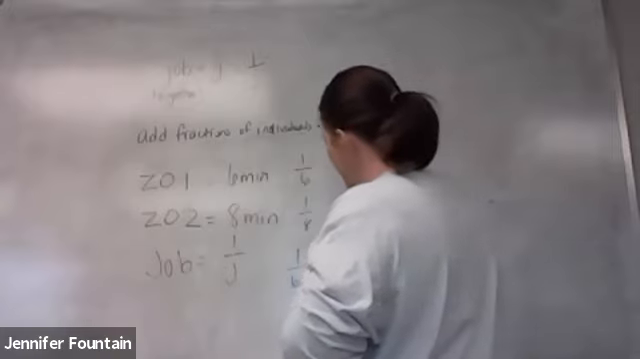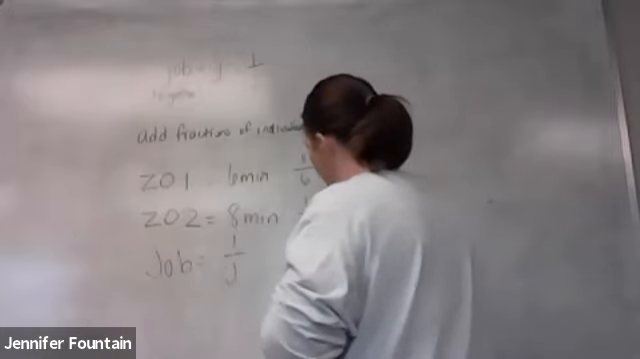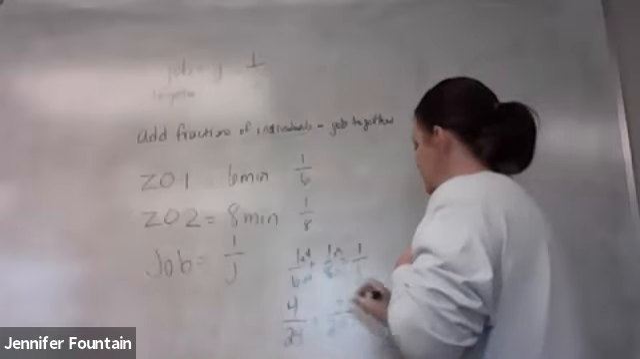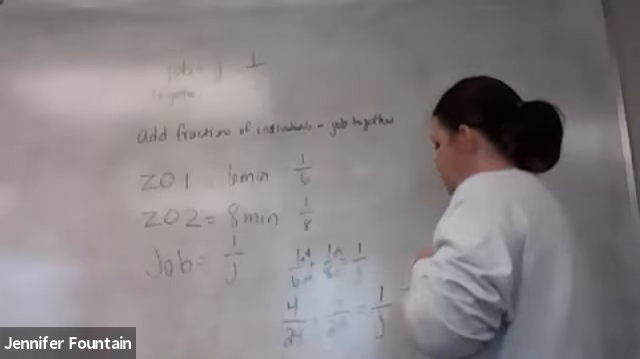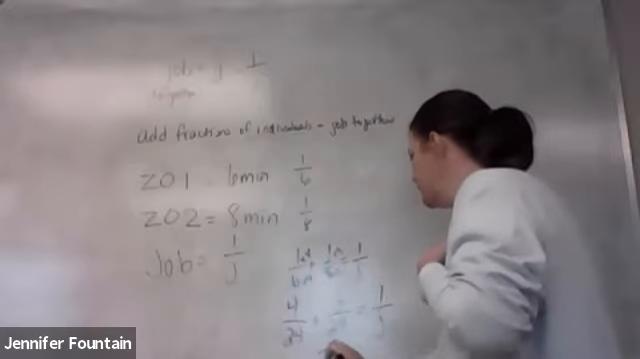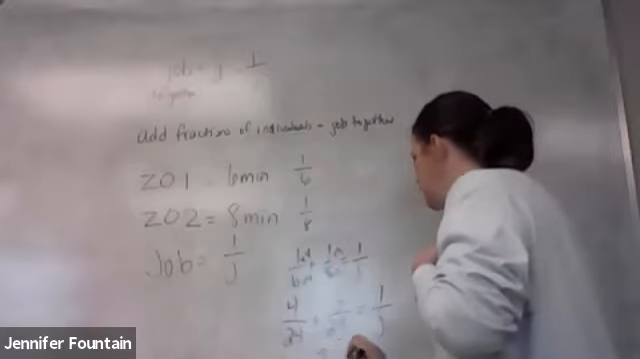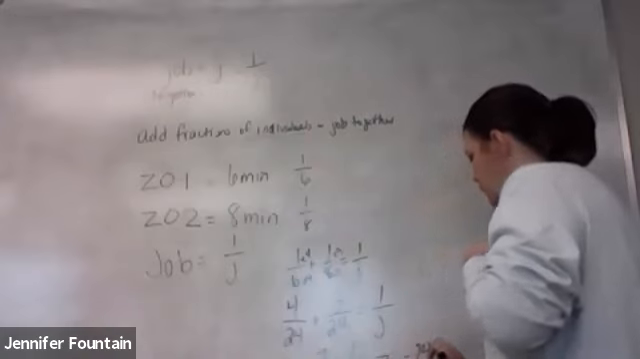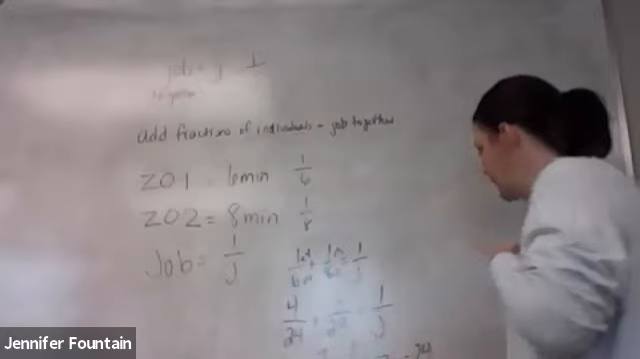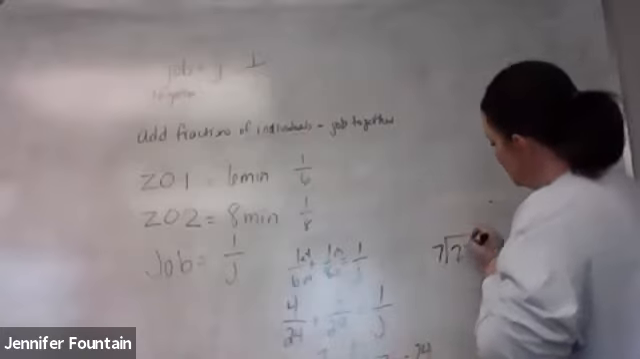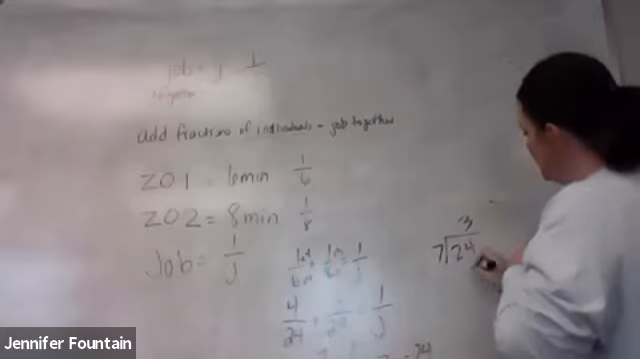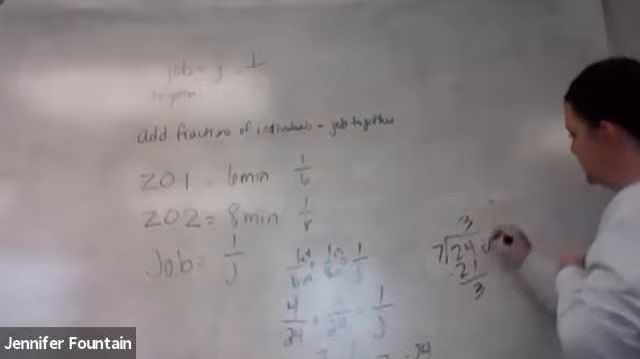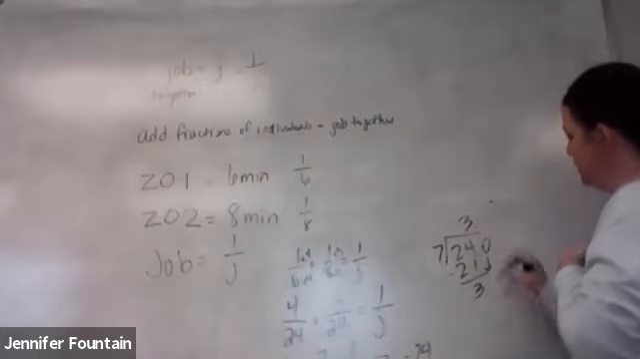So I'm going to multiply by 4, multiply by 4, so I have 4 over 24. Multiply here by 3, by 3, 3 over 24. 4 over 24 plus 3 over 24 is 7 over 24, equal to 1 over j. So 7j equals 24. Divide by 7, divide by 7. 7 into 24 will go 3 times. 3 times 7 is 21. Subtract, add a 0 and bring it down.